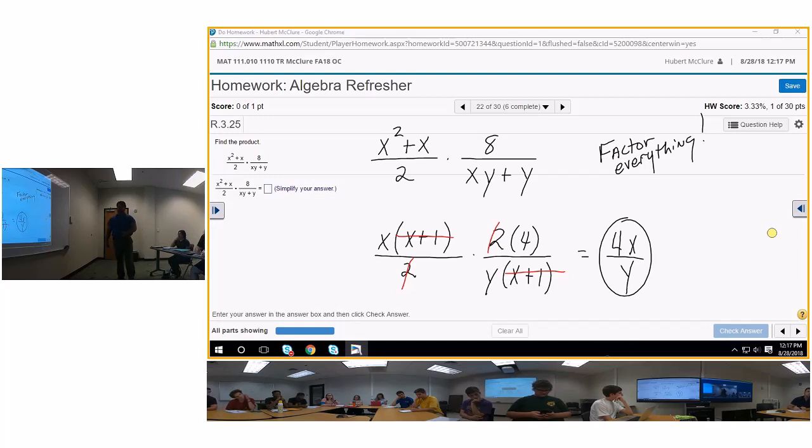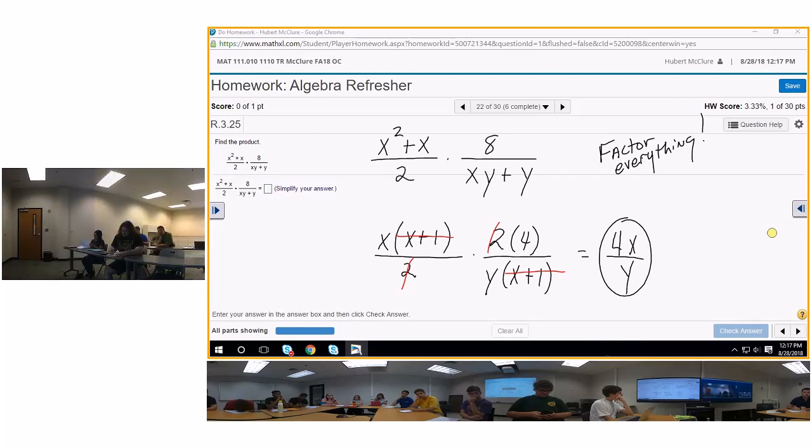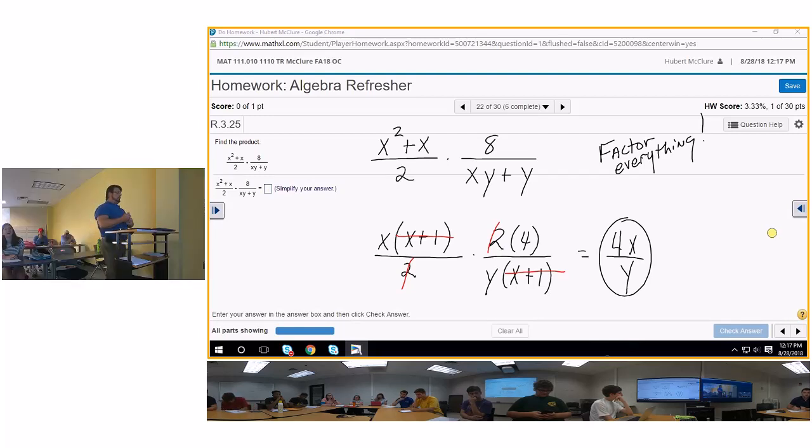Very rarely do you pull up to a complex and go, oh yeah, sure, I did those last week. Not many people do complex rational expressions every day. So remember, factor everything and cancel.